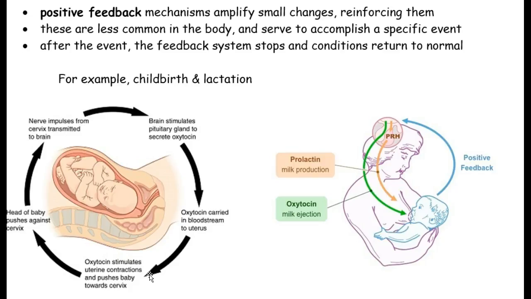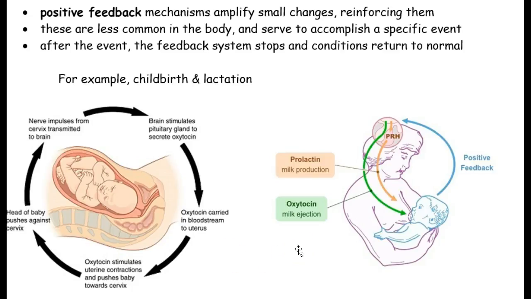On and on and on, more and more oxytocin being released, amplifying the change, and eventually causing that baby to push against the cervix and just be born. So that's one example, to accomplish a very specific task, the task of birthing that baby.